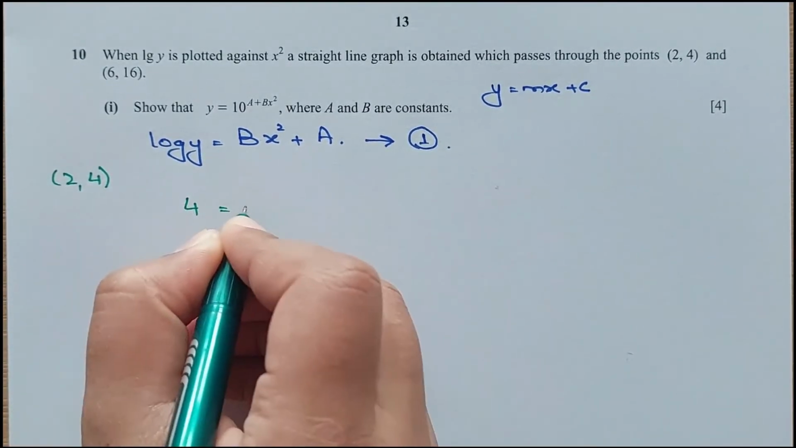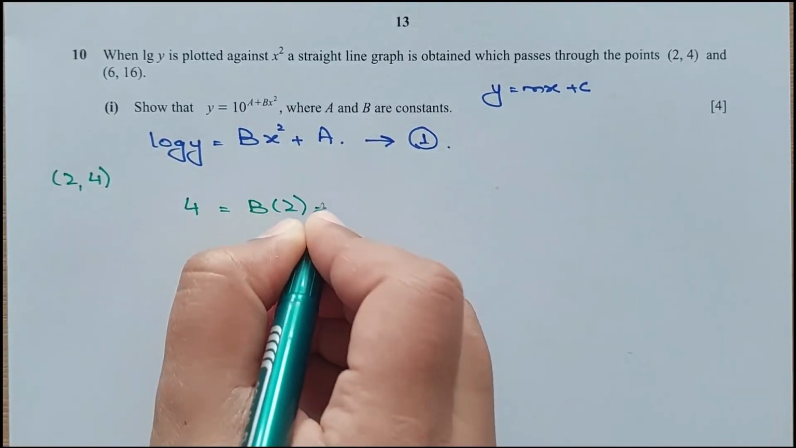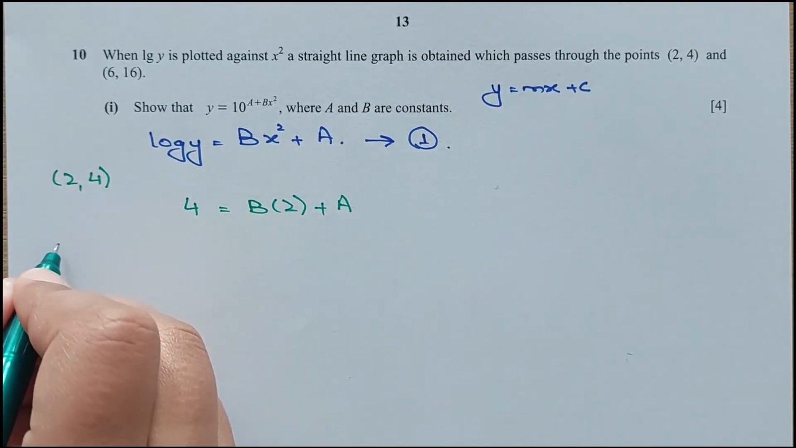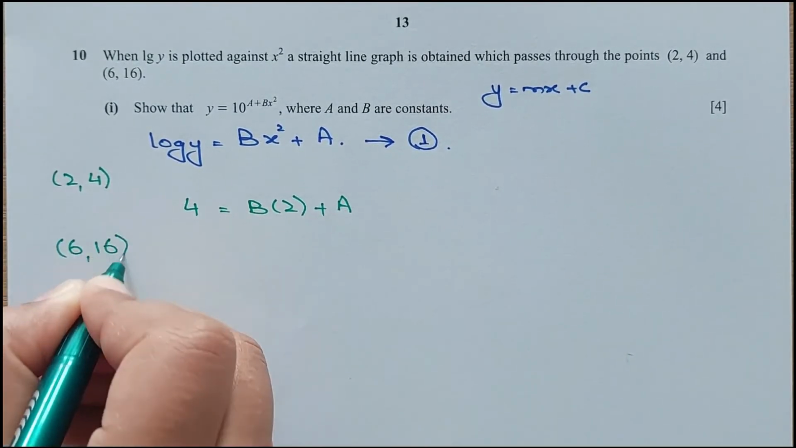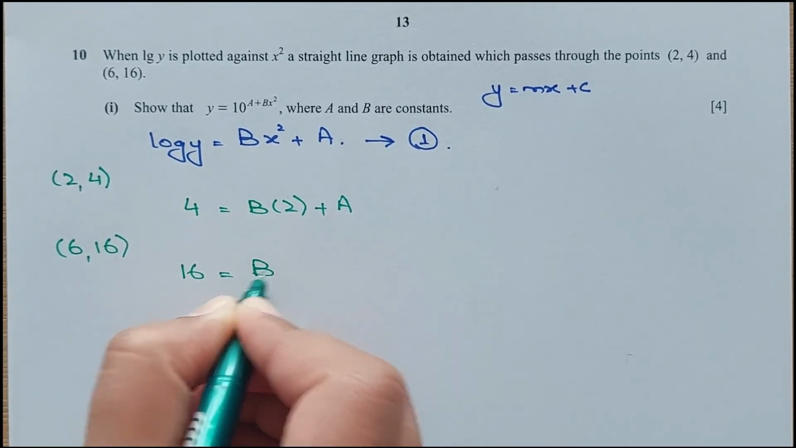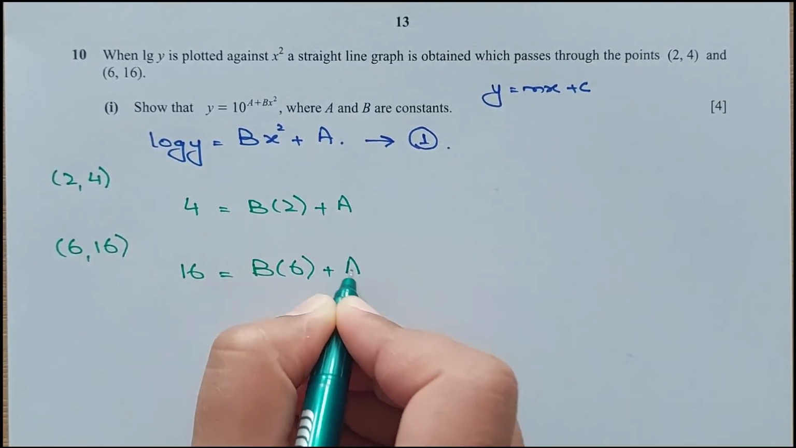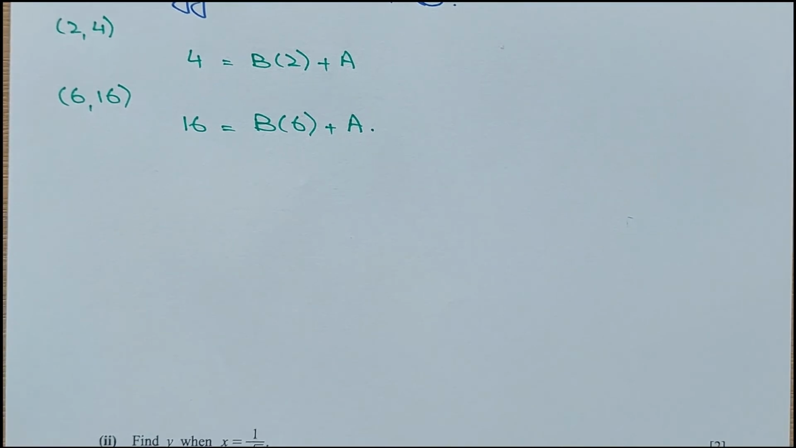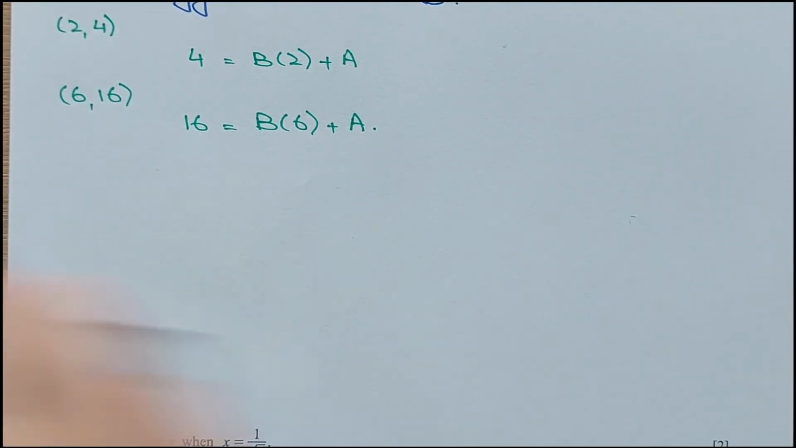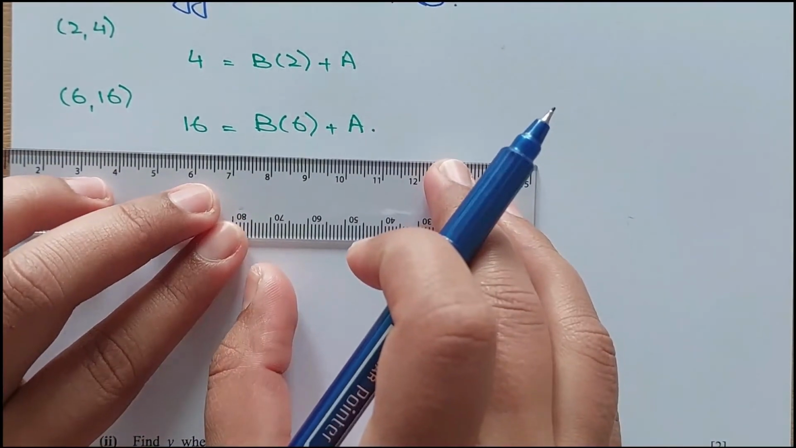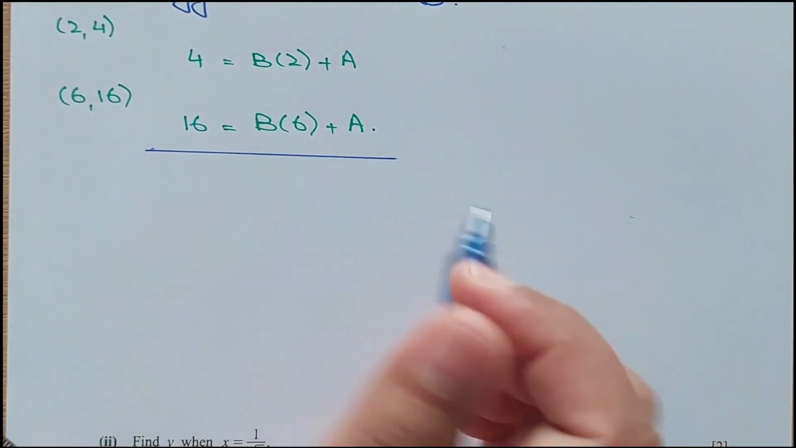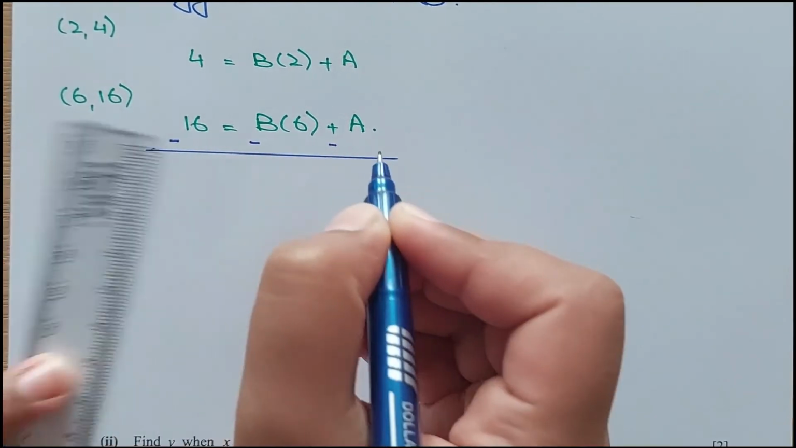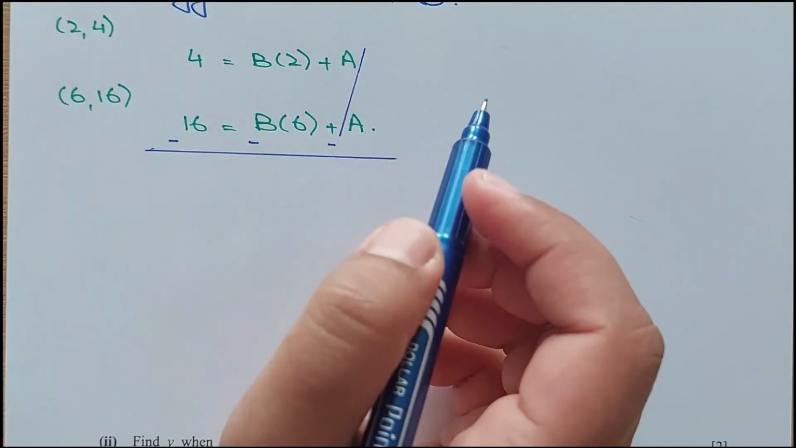So 4 equals b times 2 plus a. And for the second point we have (6, 16): 16 equals b times 6 plus a. Right, now we have two equations. We can solve these two equations to get the values of a and b, right? So let me subtract the two equations. If I subtract, we have to change their signs and we can easily cancel a, right? Minus, minus and minus. So we can cancel positive a and negative a, right?